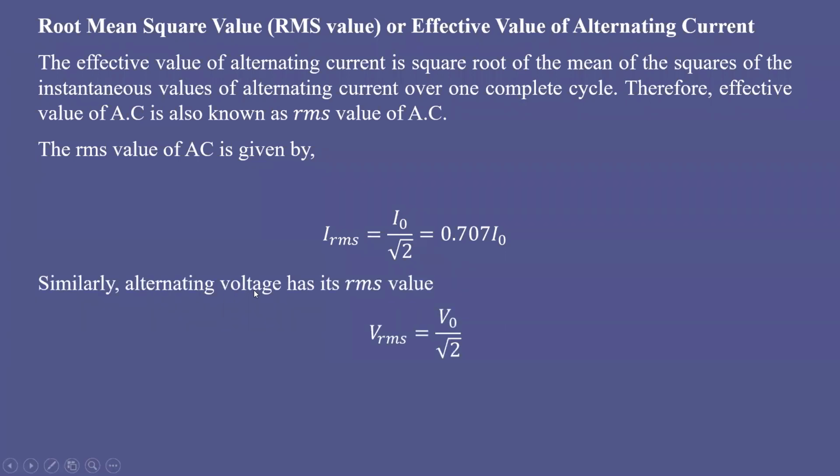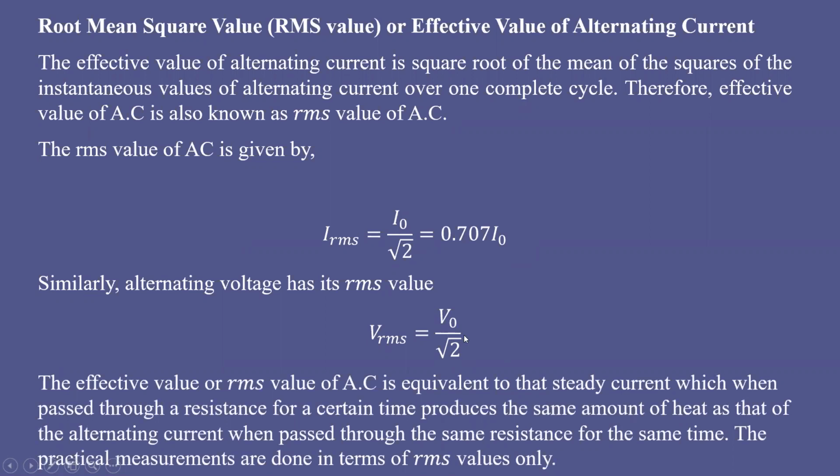Similarly, for the alternating voltage, what is the RMS voltage? That is given by V_RMS equal to V naught by root 2. Okay, that will also be 70% of the peak voltage.